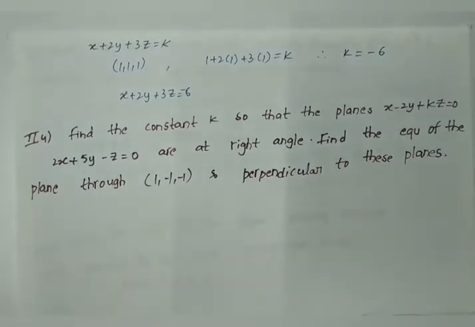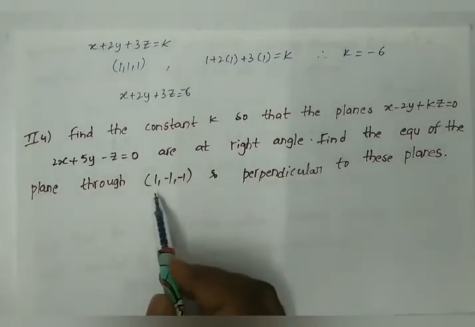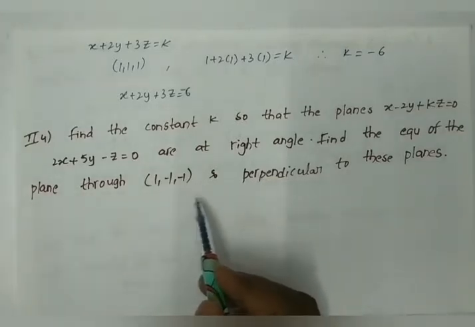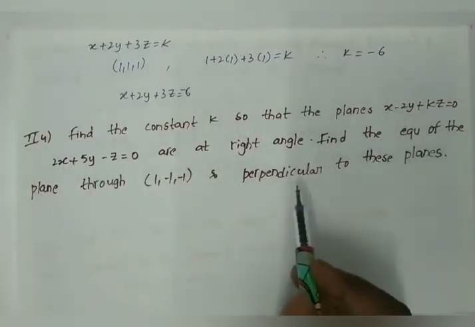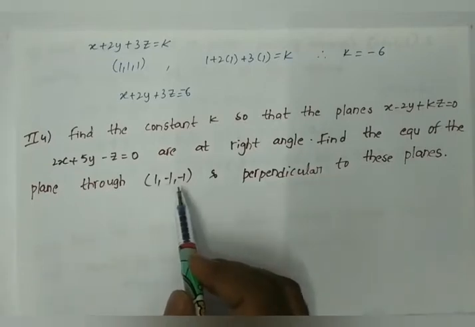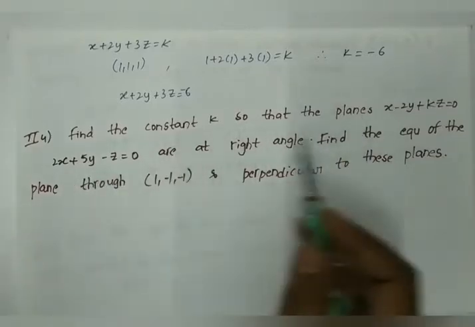So find the constant k, show that the planes are at right angle. That means the given planes are perpendicular to each other. Then find the equation of the plane through (1, -1, -1) and perpendicular to these planes. That means in this problem we have to find the equation of a plane which is passing through the point (1, -1, -1) and which is also perpendicular to these planes.